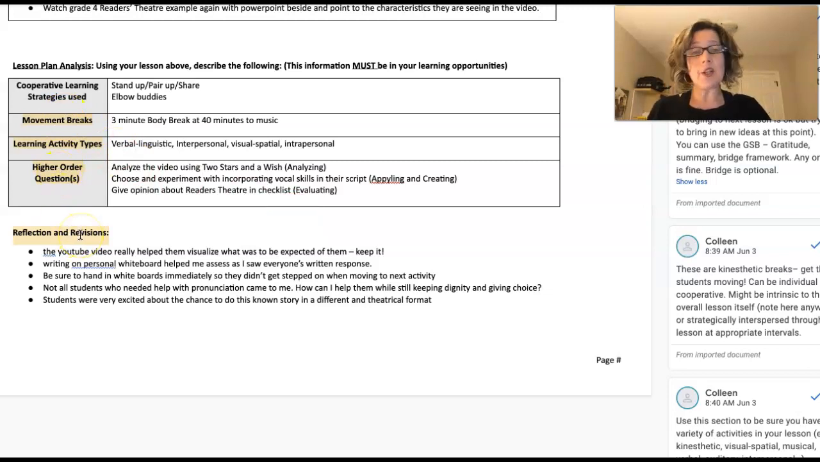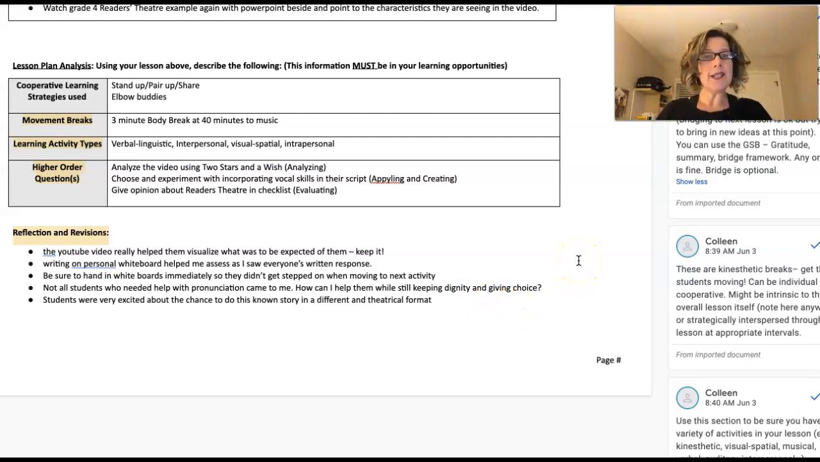And then reflection and revision, that comes after you teach it. The YouTube video really helped them visualize. Writing on personal whiteboards helped me assess. Be sure to hand in whiteboards immediately so that they don't get stepped on when moving to the next activity. Some really practical things.